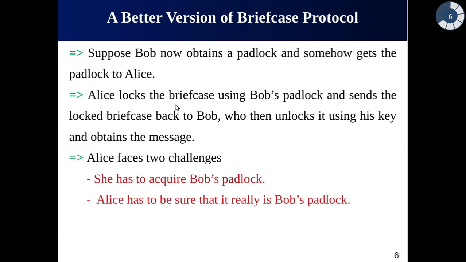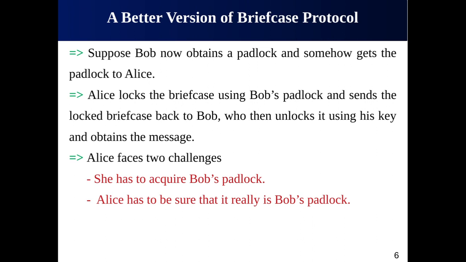Here we have a better version. Suppose Bob now obtains a padlock and somehow gets the padlock to Alice. He could either send it to Alice or he could distribute thousands of copies of the padlock around the world so that Alice can easily acquire one when she needs it.